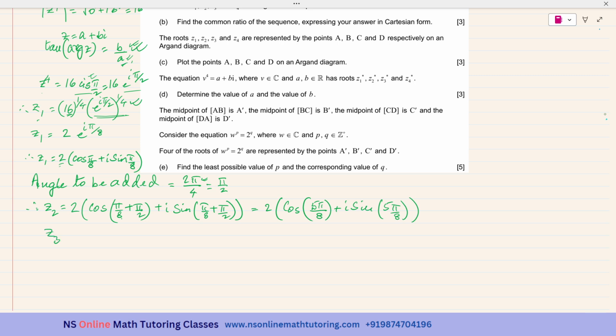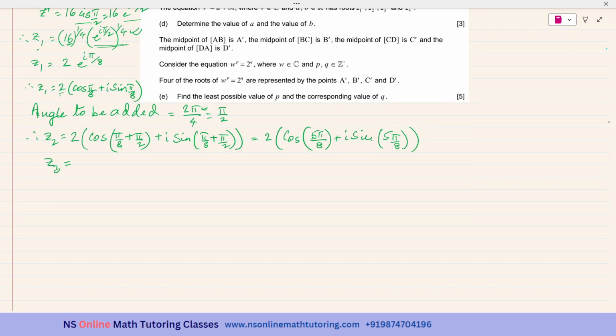Z3. Now we know what angle to be added. So now the current angle is 5 pi over 8. So I have to again add pi over 2, because the angle between Z2 and Z3 will be pi over 2. The angle between Z1 and Z2 is pi over 2. Therefore, I have added pi over 2 to pi over 8 to get to Z2. And now the angle between Z2 and Z3 will again be pi over 2. So I'll be adding 5 pi over 8 and pi over 2 to get the argument of Z3.